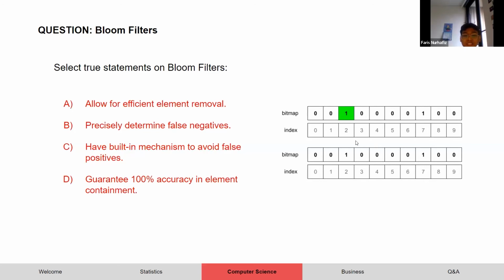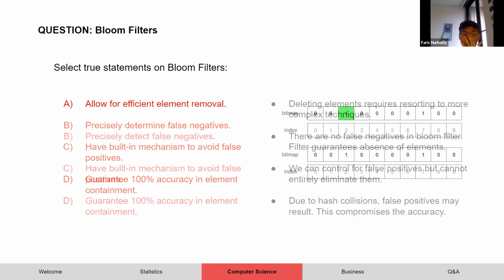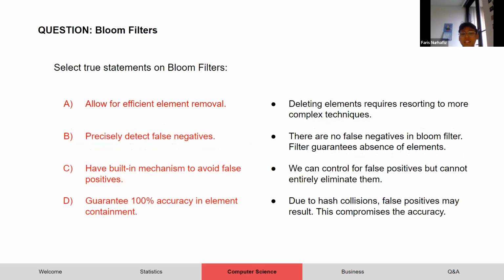And the answer is none of them. All of these statements are wrong. Let's have a look why. So for option A, we say that deleting elements actually requires resorting to more complex techniques. We know that Bloom filters are not particularly designed for us to remove elements, but we can add elements easily. So option A is wrong.